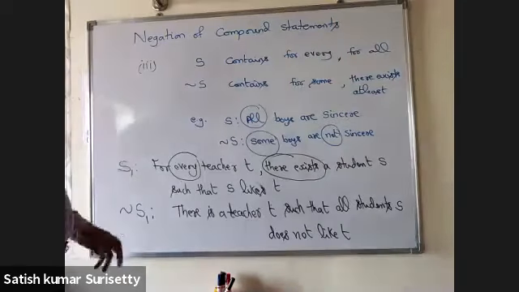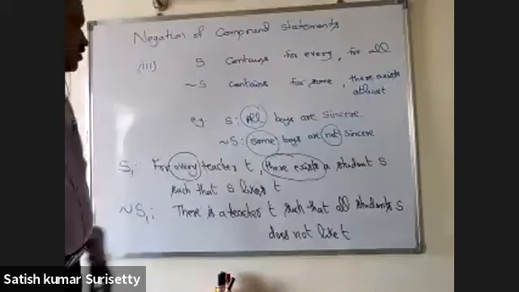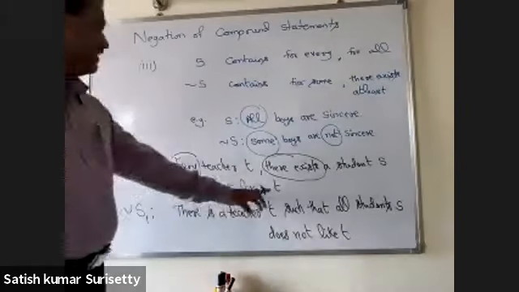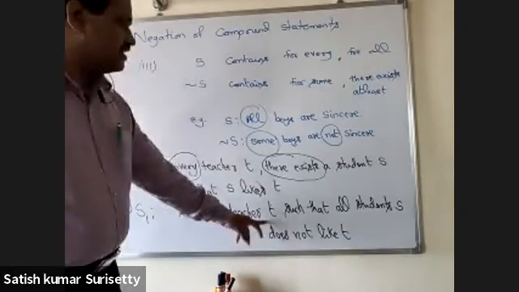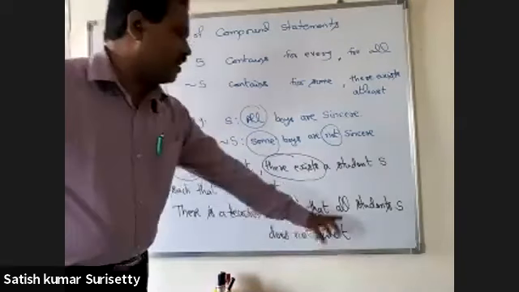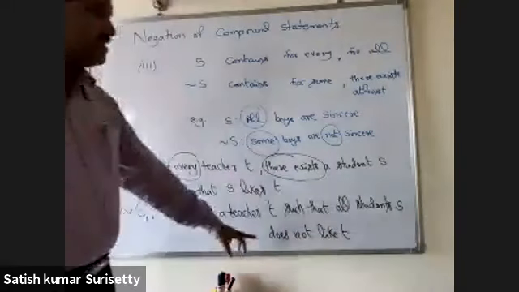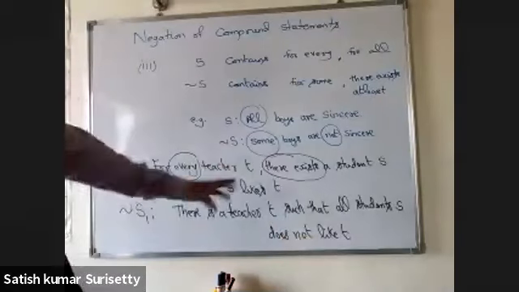See once again, for every teacher T, there exists a student S such that S likes T. That means every should be replaced with what? There exists, or for some. That means there is a teacher T such that, for all students S, S does not like T.